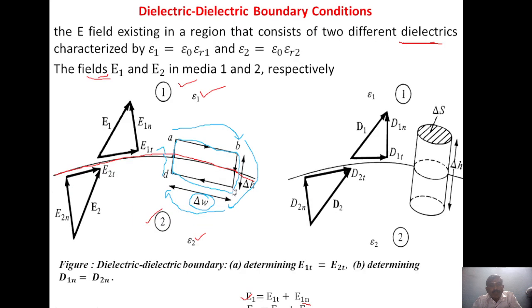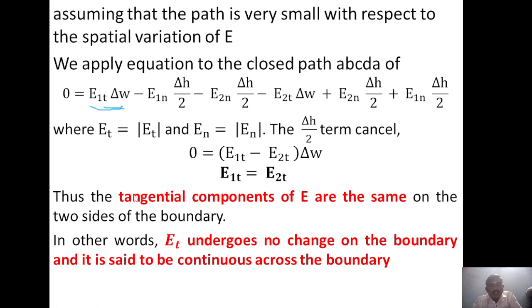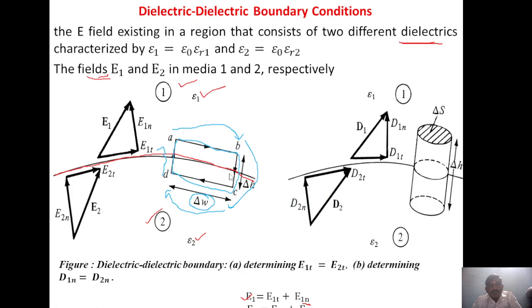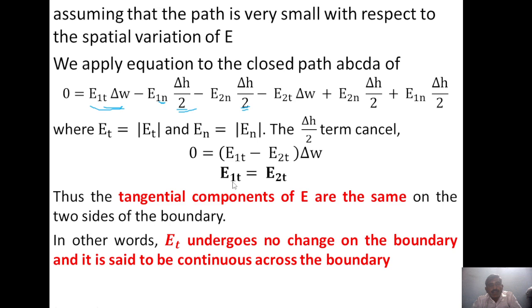Similarly, moving from B to C, you are crossing the boundary. In medium 1, the total height between B to C is delta H, so you can take delta H by 2 into En1. Similarly, delta H by 2 into En2, because it is a normal component; you are moving perpendicularly. So normal component into height, and that height is delta H by 2. Here it is minus, because the closed path direction and the moving direction are opposite, so you can take it as minus.